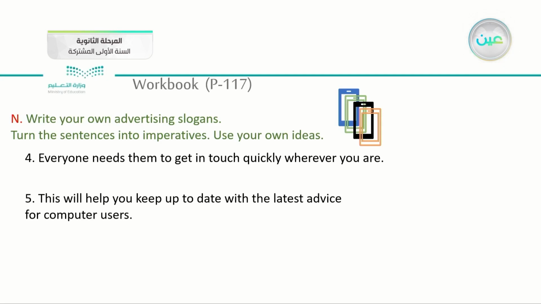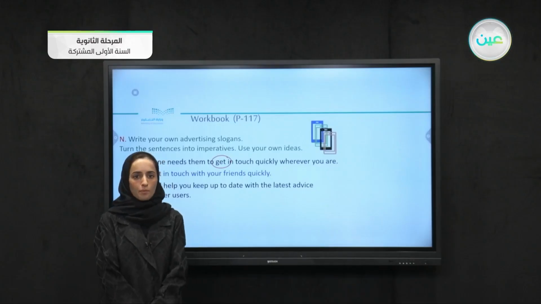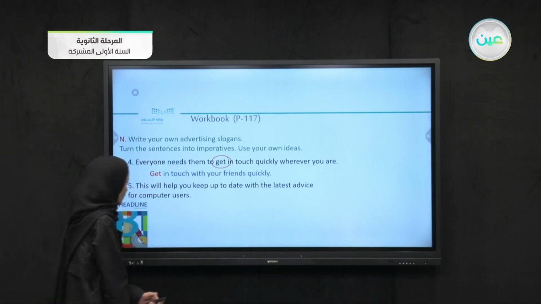So we will say, get in touch with your friends quickly. We have used this verb. So, get in touch with your friends quickly. I'm trying to advertise my phone. Get in touch and get that phone. It will help you. How about the following in here?